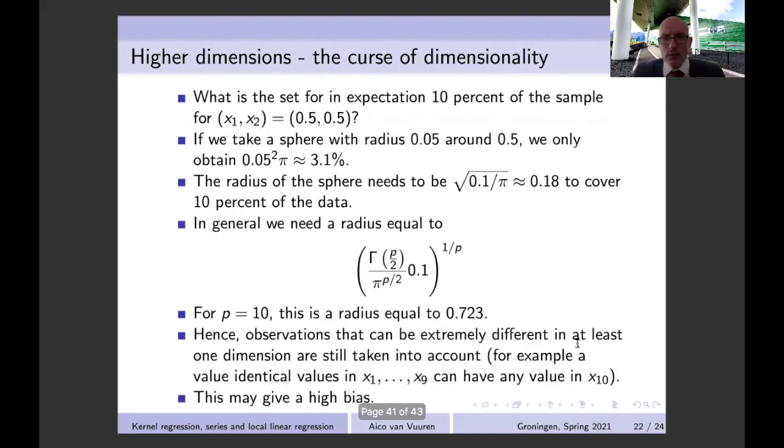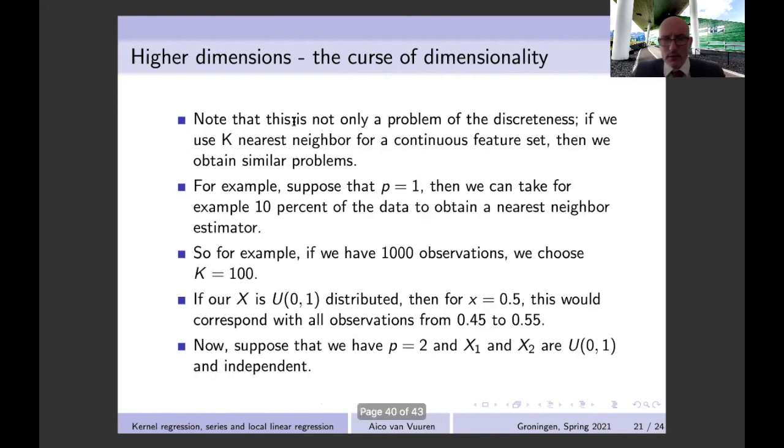Now, of course, the question arises when we would like to, for example, make a prediction at x1 and x2 equal to half. So suppose that we would like to make a prediction for the case that both x1 and x2 are exactly equal to half.